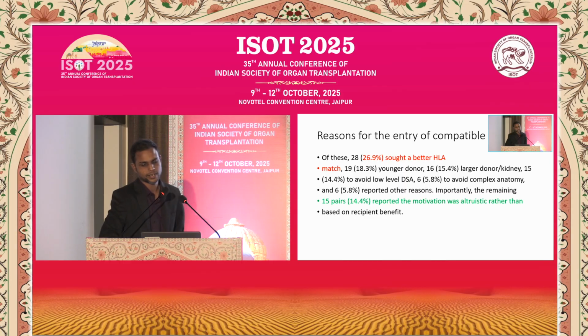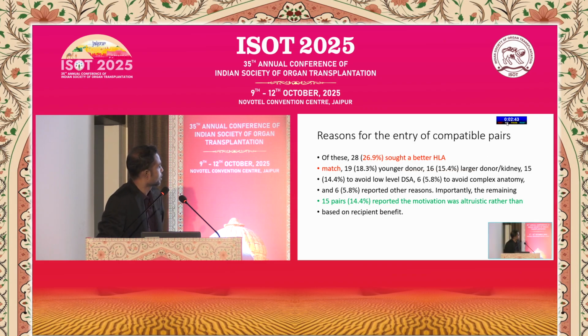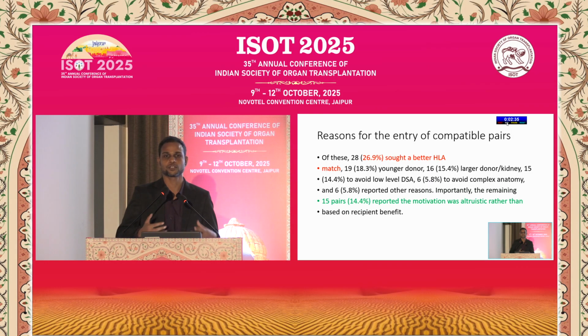The reasons for entry of compatible pairs were mostly HLA, a better HLA match, then a younger donor, mismatch in the kidney sizes, and even for low-level DSA, some people try to avoid it, and to avoid complex anatomy. 15 pairs reported the motivation was altruistic rather than based on recipient benefit. Again, this is not applicable to Indian settings because here altruistic donation is not.